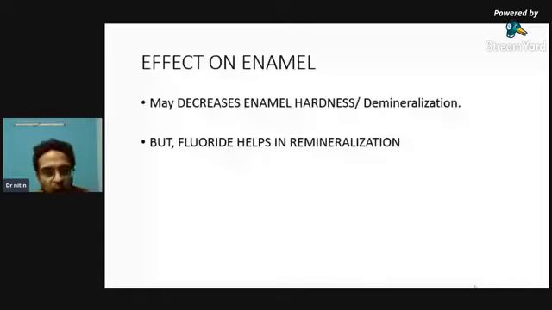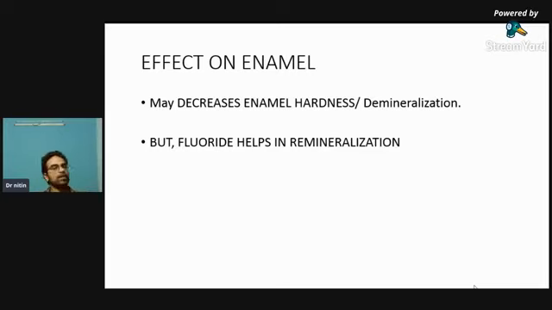So now, as we are moving towards the core of the protocols, before that, I just want to discuss what the effects of these bleaching agents on enamel or individual tooth components are, so that you are aware that these are the effects which could occur on the enamel or other tooth structures, and the post-operative and pre-operative precautions which you need to take care of in the right manner.